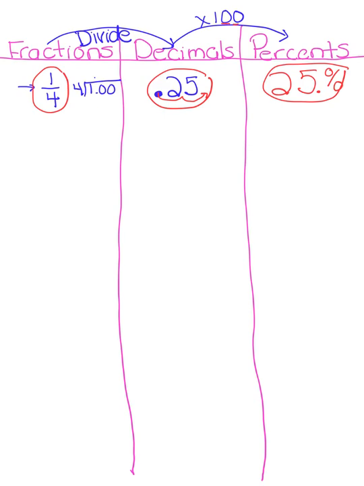How did we get there? First, you divide to convert a fraction to a decimal, and then next, you multiply by 100 to convert a decimal to a percent. Let's try a few more. Once again, some of you may already have these equivalents memorized, but jot this down in the first column.